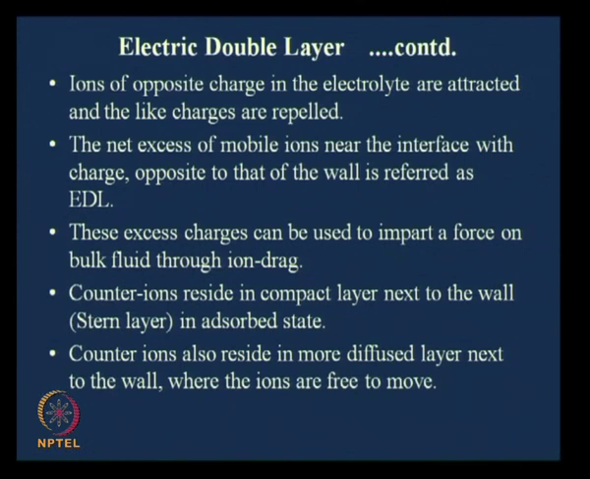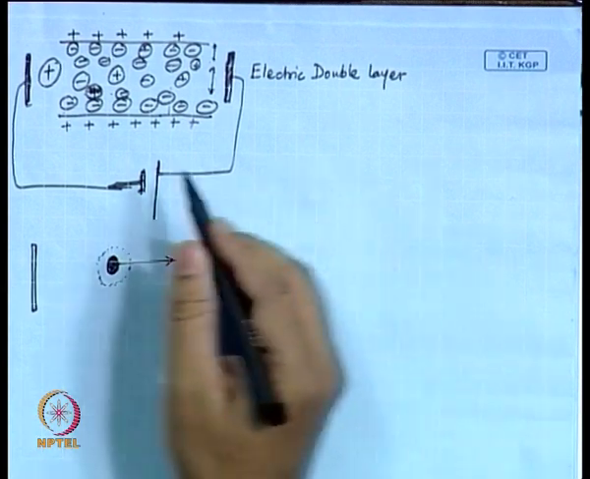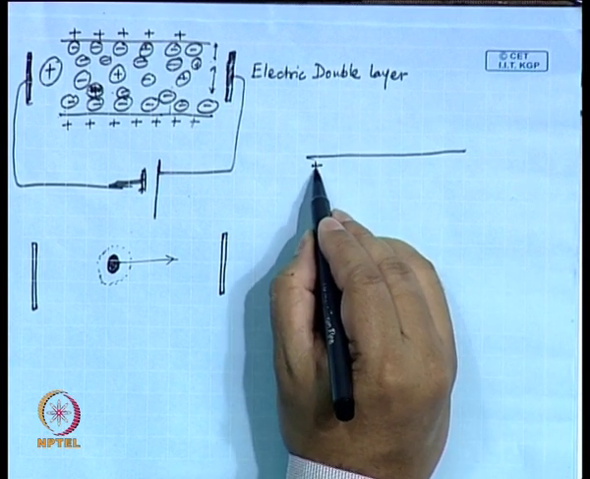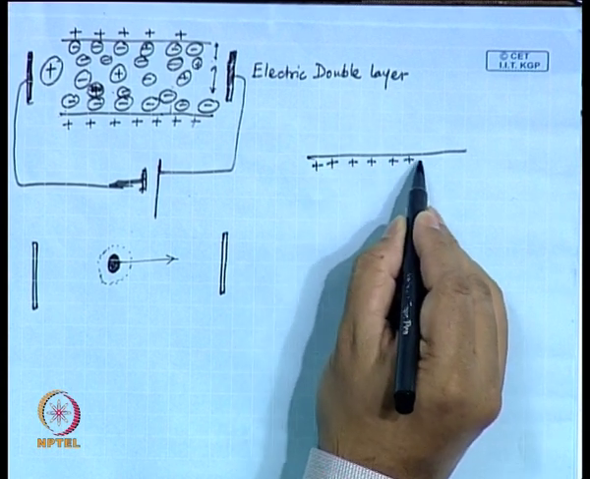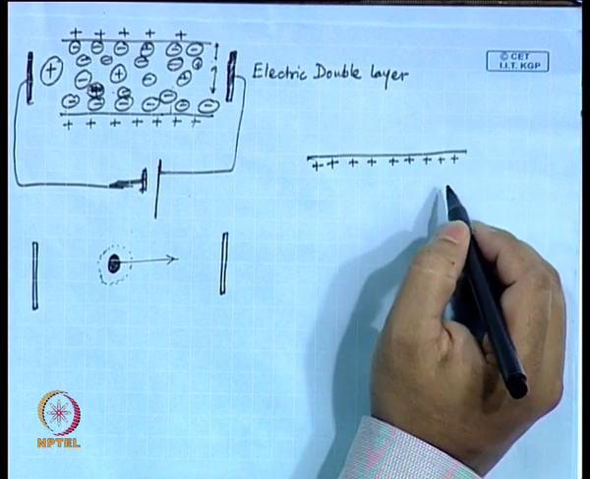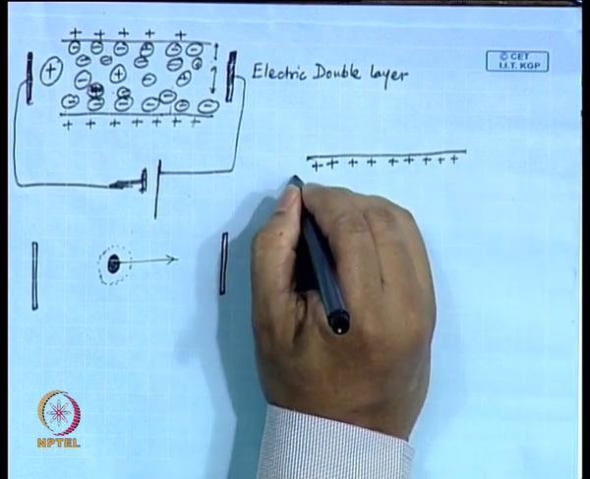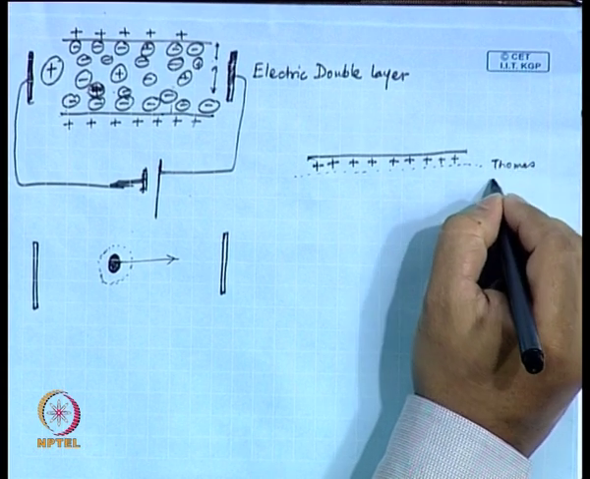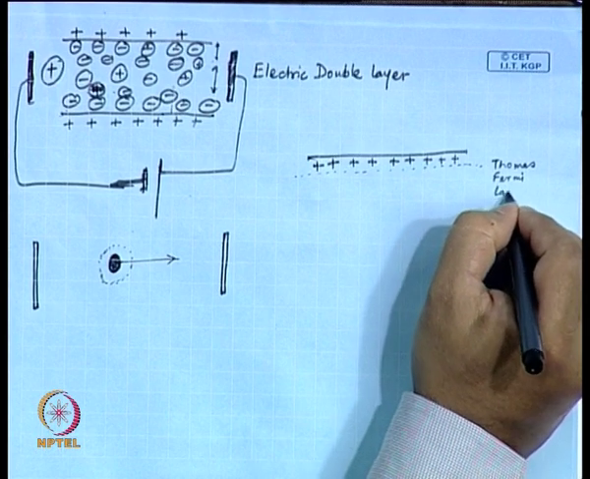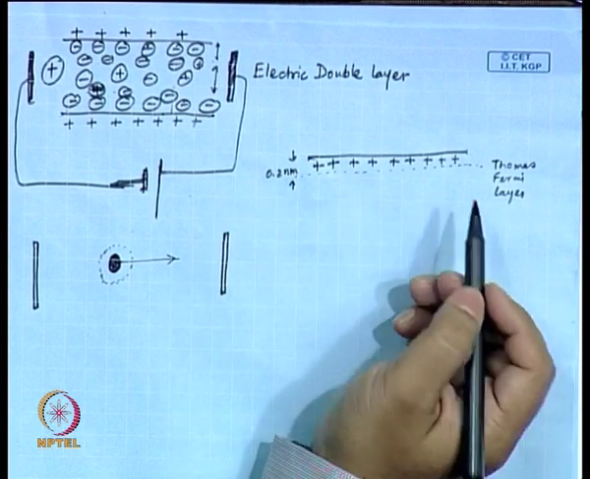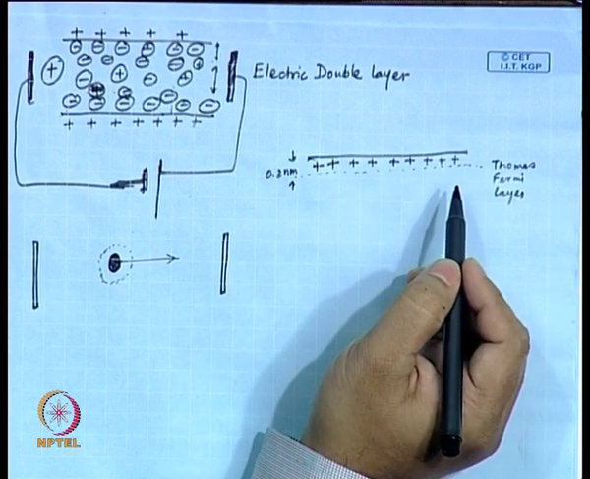Now one thing I would like you to appreciate here is what we are writing on this paper. We said that we have some charge. This is the wall, and we have positive charges here. Even if this wall is a metal, we can still have this kind of charge. There would be a layer which is referred to as the Thomas Fermi layer. The thickness of this layer is at maximum 0.2 nanometer, even less than that. That is where these charges are predominant.